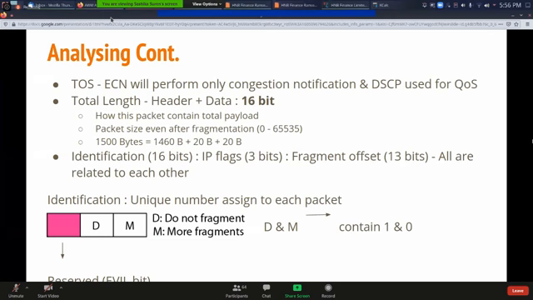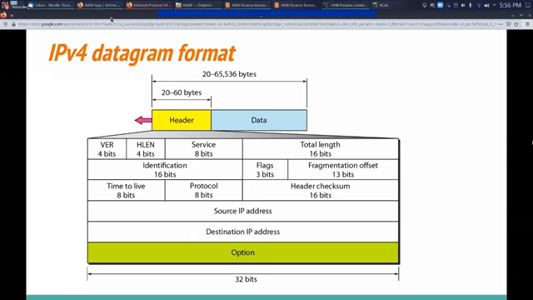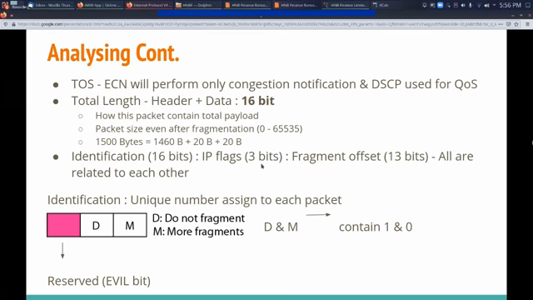So the second thing is the IP flags. This is one of the important things in the header. It has 3 bits, and on these 3 bits there are 3 different IP flags. The first one is reserved, what we call the evil bit, which is not used for any purpose. It's reserved. The second and third flags are the more important ones.